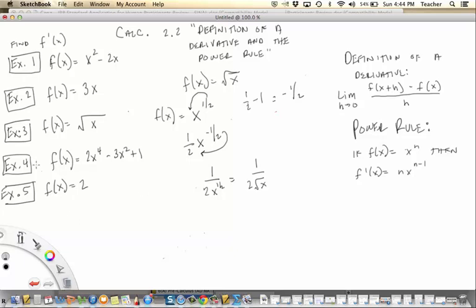Okay, so attempt examples 4 and 5. Number 5 is a very unique problem, but I'm hoping you paid attention on Friday to figure that one out. So attempt 4 and 5, and then we'll talk about those tomorrow again with examples 1 through 3.